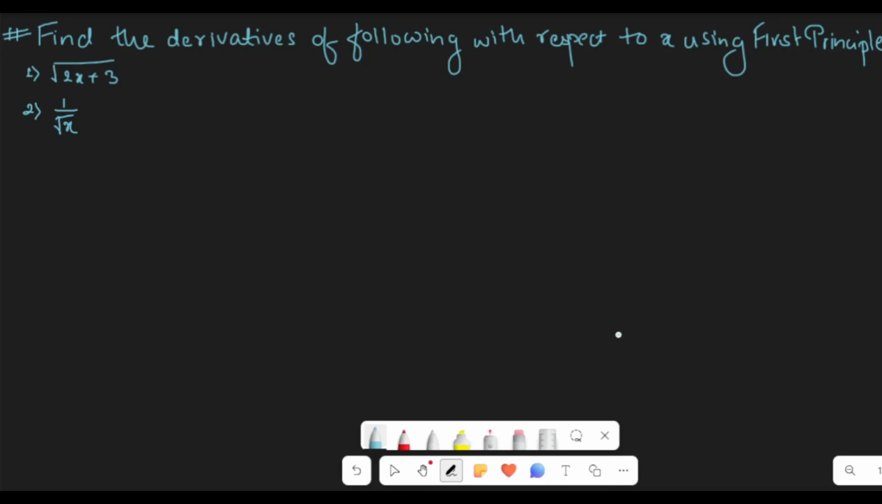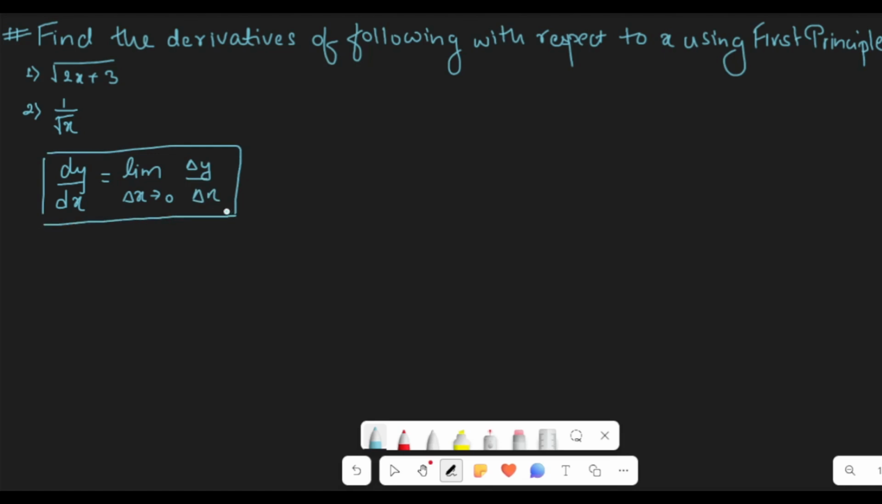In this video, we are going to use first principle to find derivatives of functions which have this form: something under root. Now, let's look at the first principle first. We know first principle says the derivative of a function y with respect to x is given by limit del x approaches 0 of del y divided by del x. We have done this in our earlier classes.